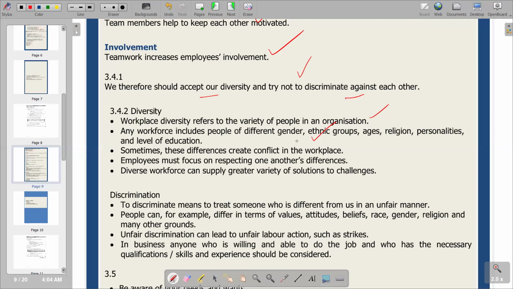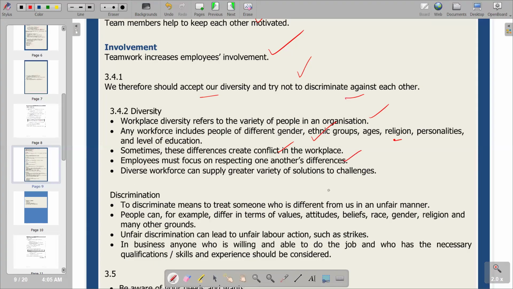And sometimes these differences can create conflict in the workplace. But you see that diversity does not only work in the positive direction, it can also work in the negative. In the case of a creation of conflict, because the people are of different religions, it can create friction, because what you regard as good under Christianity cannot be the same thing that is regarded as good under Islam. So those are some of the bases of conflicts that we can have. Then employees must focus on respecting one another's differences so that we can be able to deal with this.